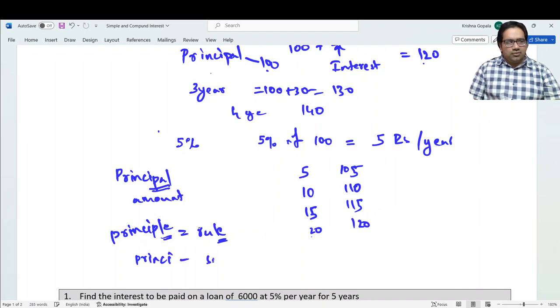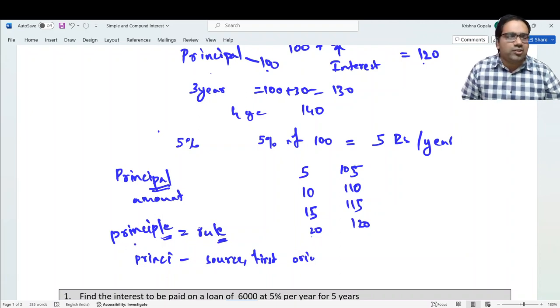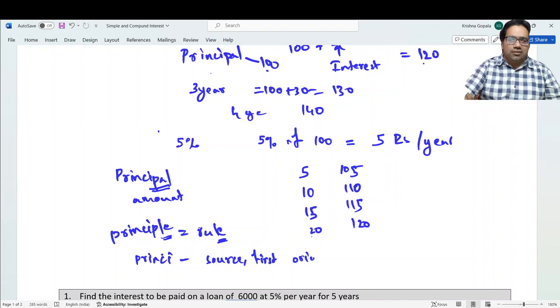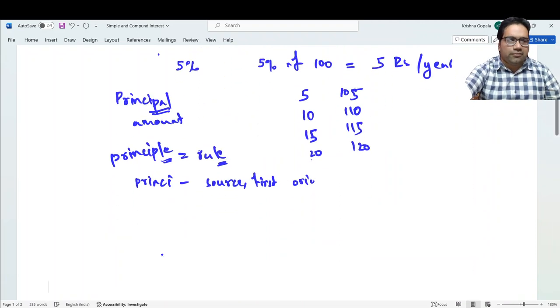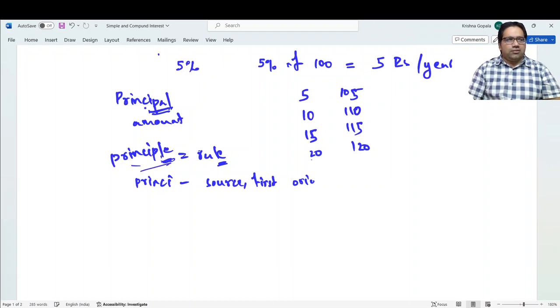Principle means the source, or first, or original, from Latin. So this principal is the original amount, the source or foundation. The rules, the foundations of any art or subject, are called principles. Both are derived from the same source, but for the amount we use this word, principal, and for rules we use the other. The school principal or college principal is the main one.